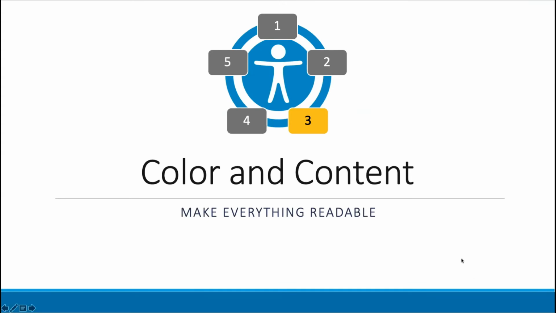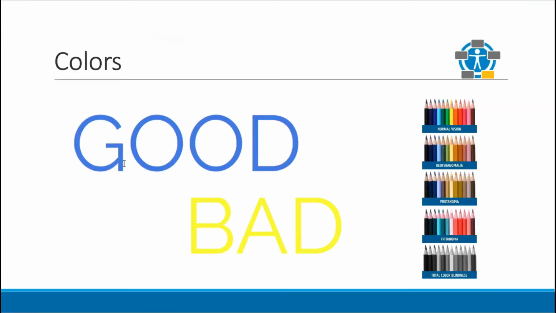All right, so now we'll go to color and content, making everything readable. The first thing we're going to talk about here is color, which isn't often something that we talk about when we're thinking of accessibility, but we want to make sure we're paying attention to it.